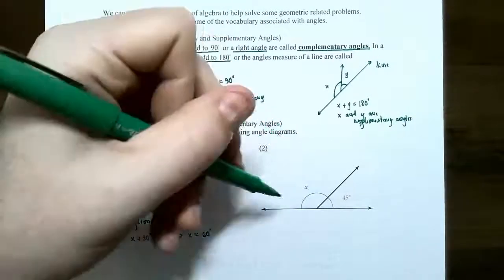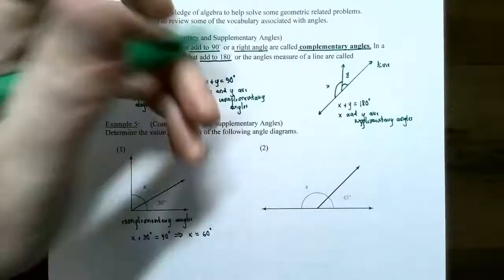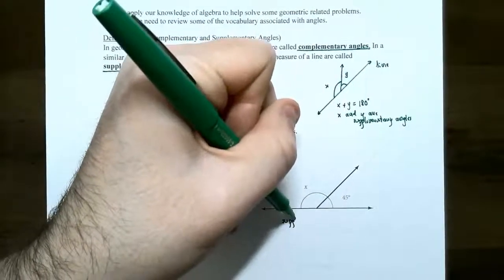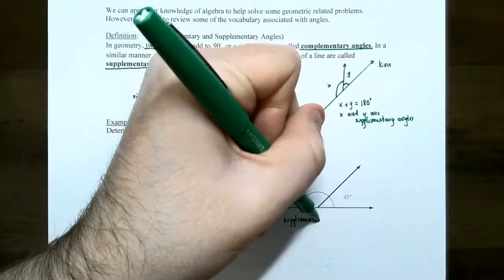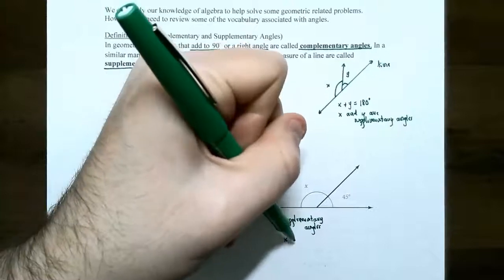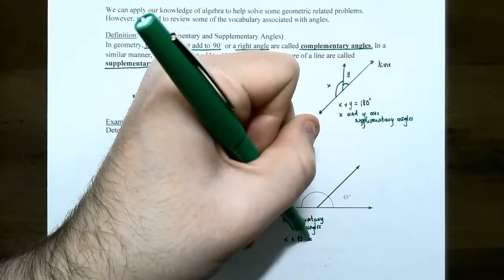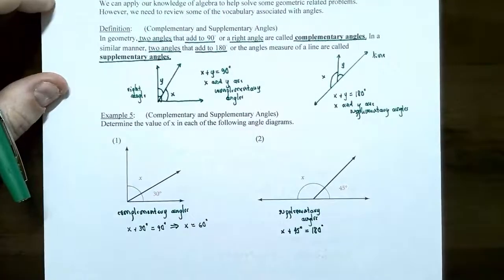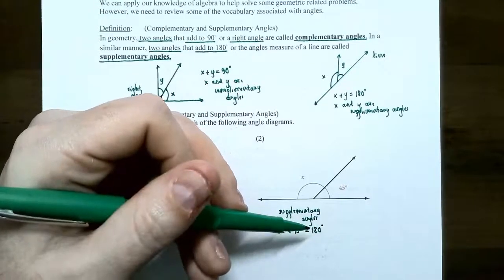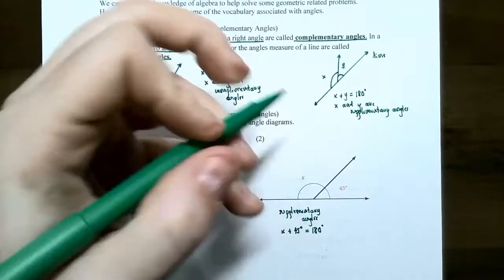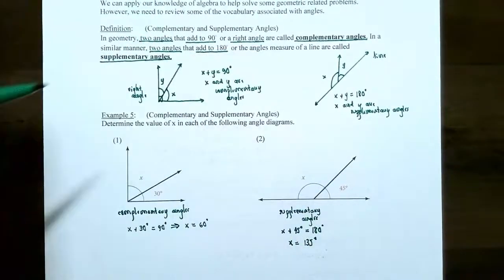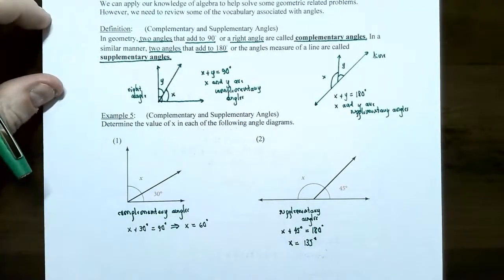And then number two, notice that these two angles, angle X and angle 45 degrees, form a straight line. So these are supplementary angles. That means if you take the measurement of angle X and add 45 degrees, it should be 180 degrees. So what angle do you need to add to 45 degrees to get 180 degrees? You could do subtraction: 180 degrees subtract 45 degrees means X must be 135 degrees. So 135 degrees and 45 degrees are supplementary angles.